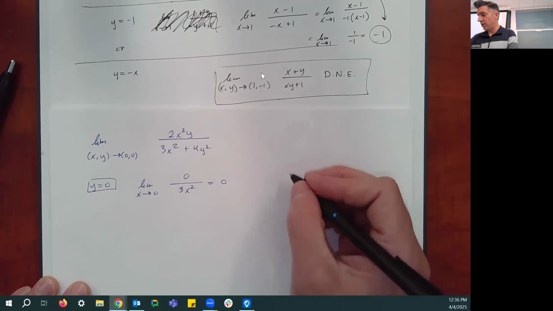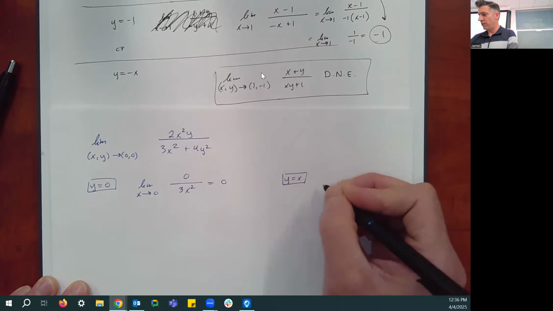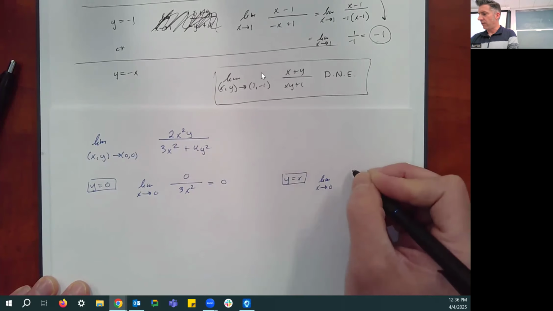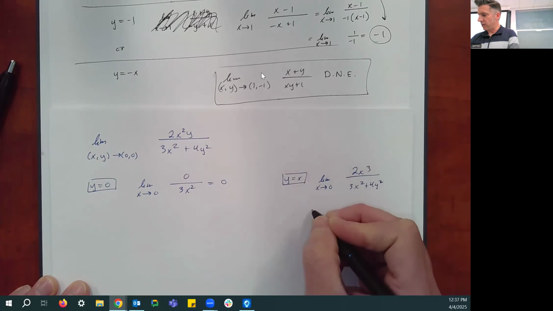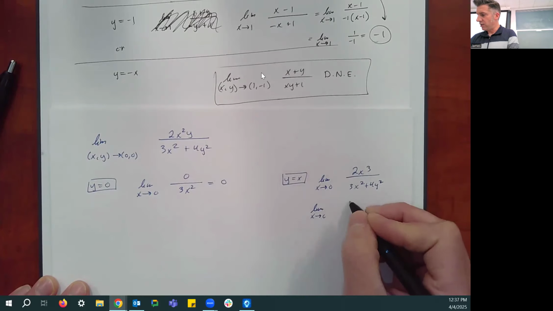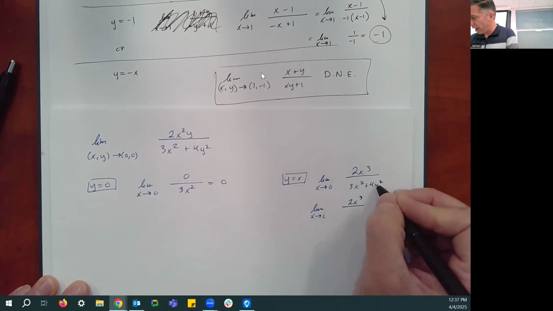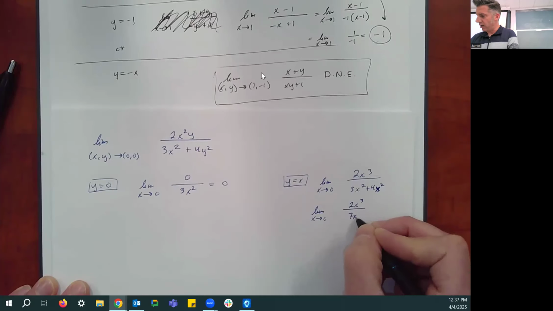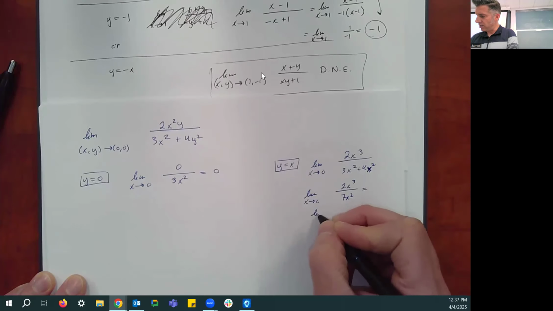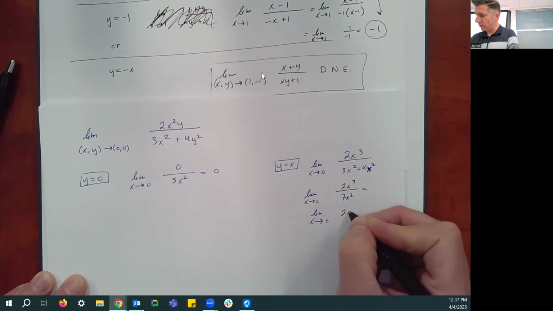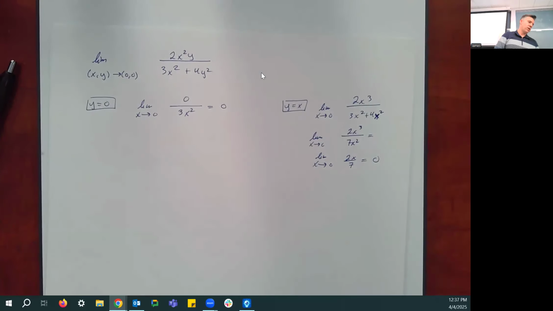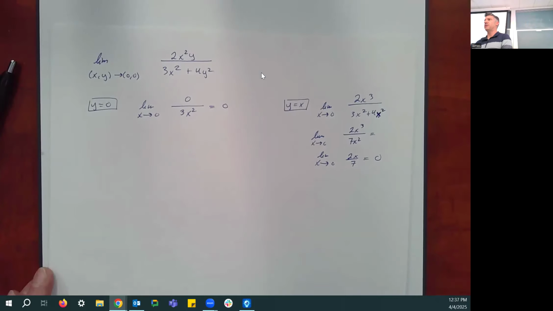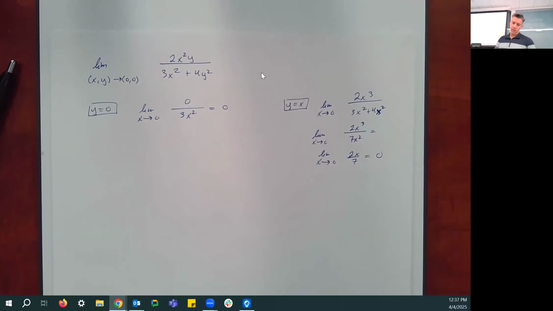If you tried something like y equal to x, same result. You're going to get the limit as x goes to 0 of 2x cubed over 3x squared plus 4y squared. So that's going to be the limit as x goes to 0 of 2x cubed over, sorry, that's a 4x squared, apologies, over 7x squared. That's the same as the limit as x goes to 0 of 2x over 7, which is going to be 0. And you could keep doing this forever, and you would always get 0, which would eventually make us think, well, maybe the limit actually exists and is equal to 0. So how do we show it? That's the hard part.